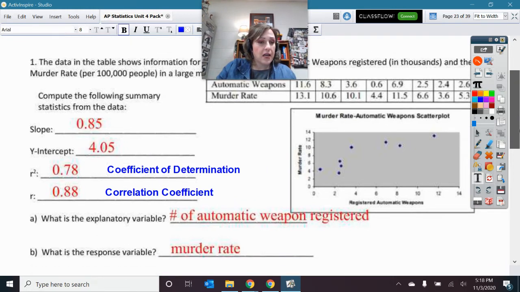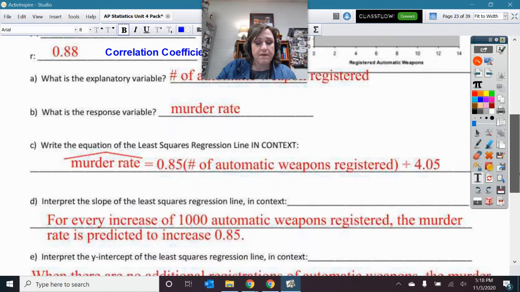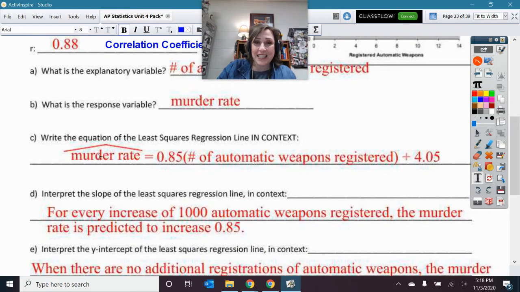Okay, there's our explanatory and response variables. So here was our predicted murder rate. You have to have the prediction hat. No partial credit. It's wrong. Predicted is different than actual.